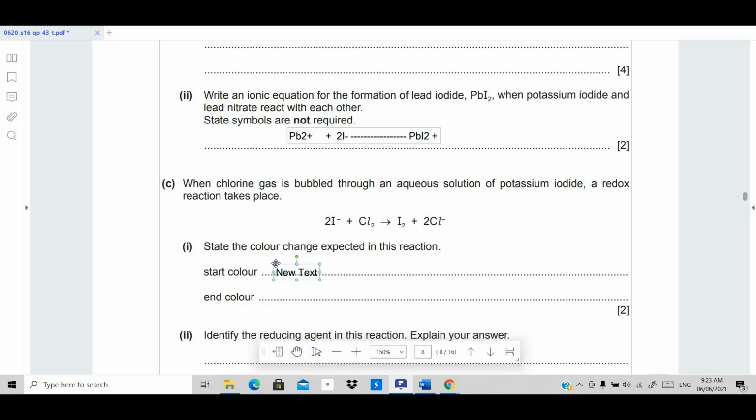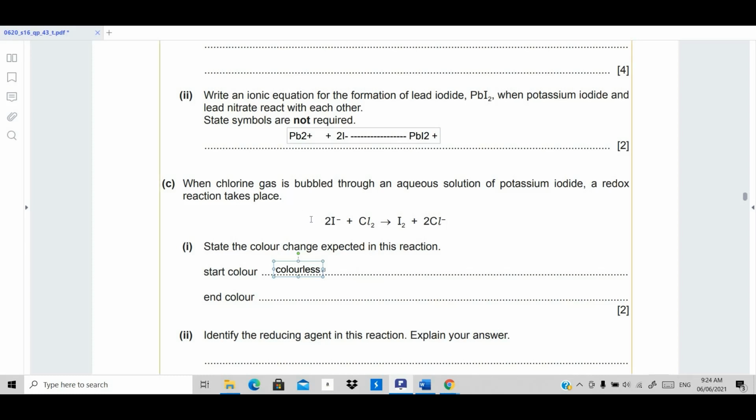I always tell my friends and students to read the questions carefully before you answer. At least read them twice. But by understanding the question, not just simply reading and not getting anything. So we can state the initial color, colorless, and the final color.